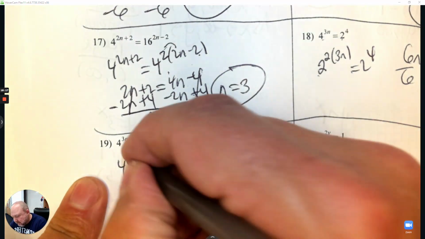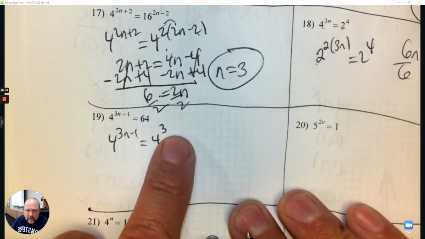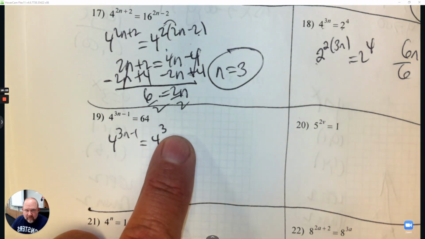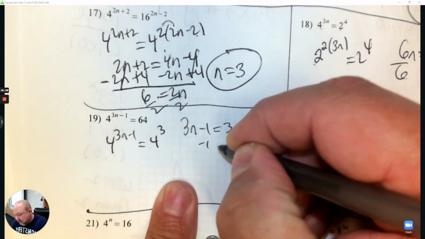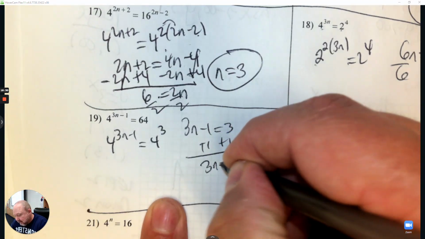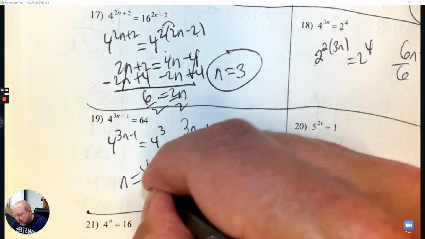This number is a little bit bigger, but we can do it. 64 is 4 to the exponent 3. That means 4 times 4 times 4. Take the exponents, make them equal to each other, and then solve it. So we're going to add 1. I'm going to divide by 3, and then I have my answer. So the answer is 4 over 3.